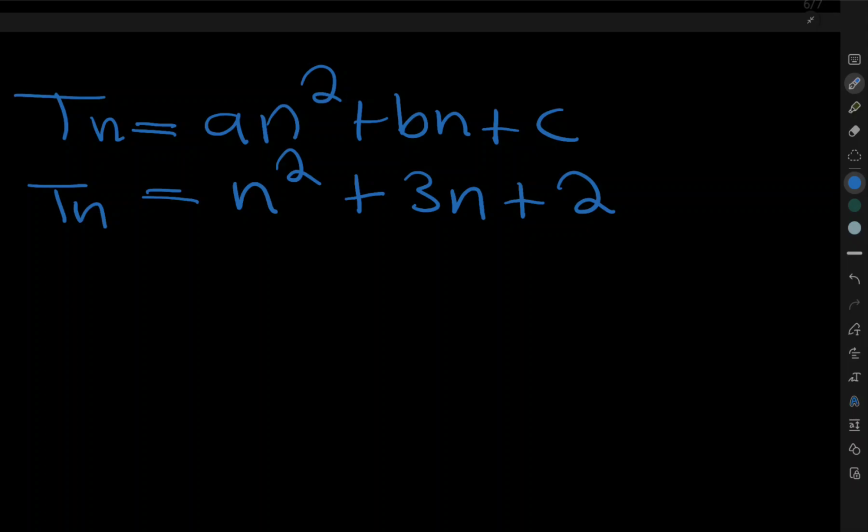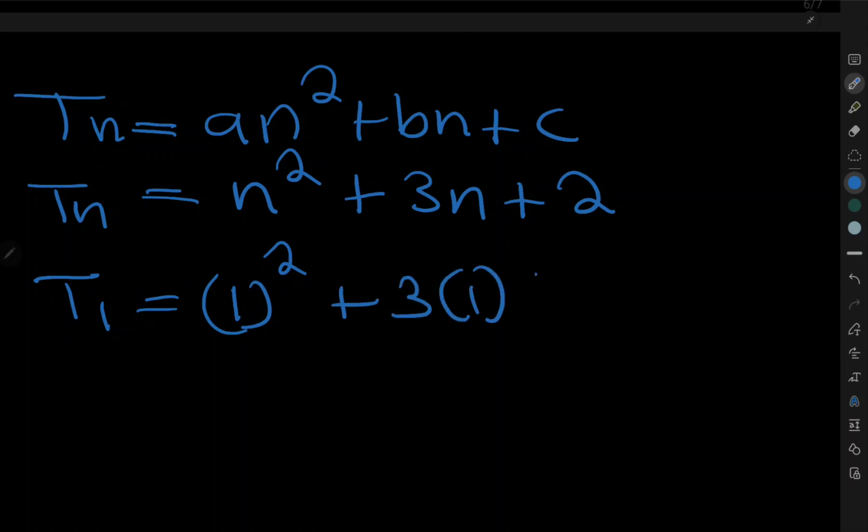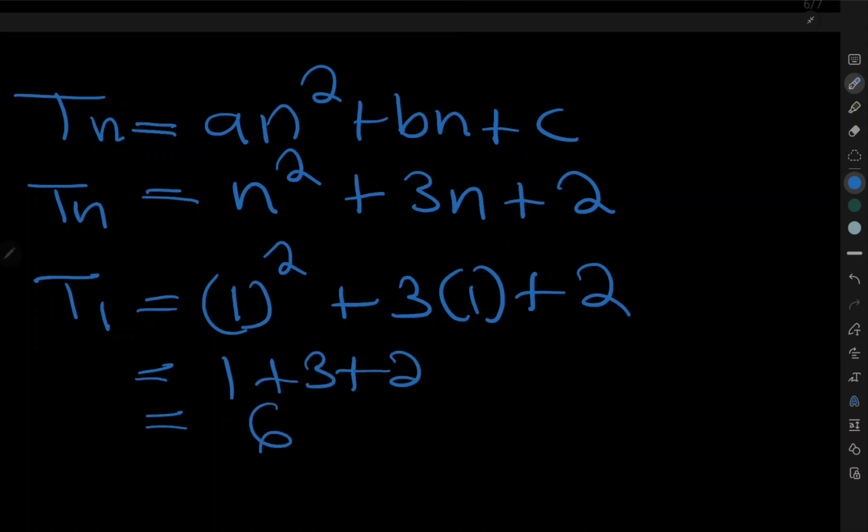But let's say hypothetically we made a mistake during the whole process of getting this formula. How can we know that this is the right formula? We can substitute n as the known term. We already know that the first term was 6. So we're just going to substitute n as 1 in this case, and see if we do get 6. So we have 1 plus 3 plus 2, and obviously that gives us 6.